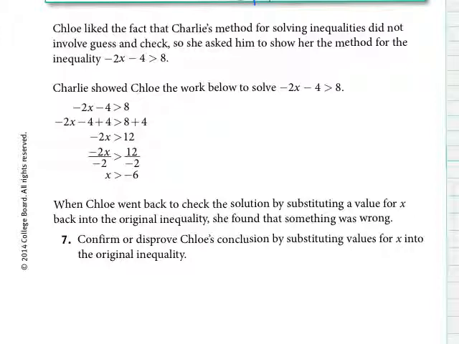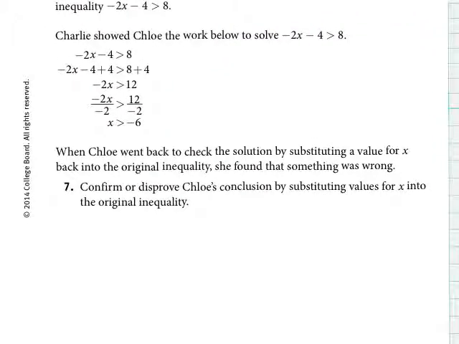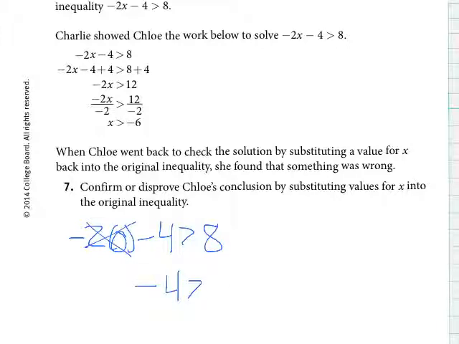So let's test. So down on 7 it says confirm or disprove. So we're going to use 0 to check. So negative 2 times 0 minus 4 is greater than 8. Negative 2 times 0, that's why I like 0. Is negative 4 greater than 8? No, it's not. So we know he's wrong.